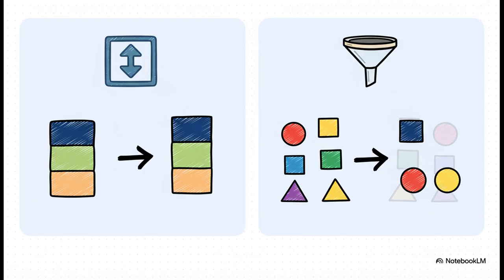Sorting is exactly what it sounds like. It puts everything in order, A to Z, smallest to largest, you get it. Filtering is even cooler. It lets you temporarily hide all the data you don't want to see so you can just focus on the stuff that really matters right now.